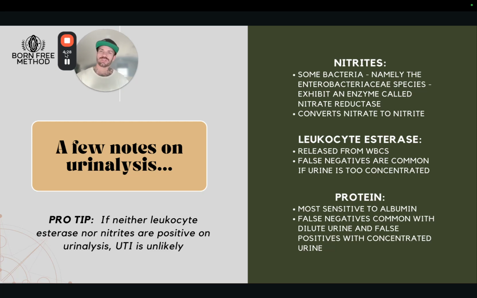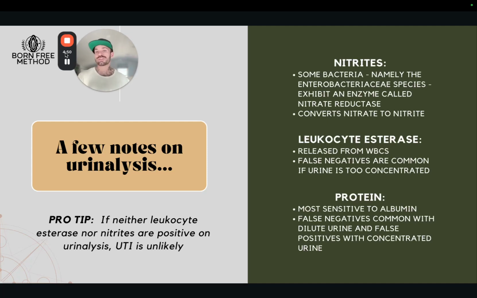And then there's going to be some situations in which nitrites may or may not be there, and likewise for leukocyte esterase, which, by the way, remember is also sometimes reported as WBC esterase. Nitrites are produced from some bacteria, namely the Enterobacteriaceae, the Enterobacter species, as a byproduct of an enzyme called nitrate reductase, which converts nitrate to nitrites.